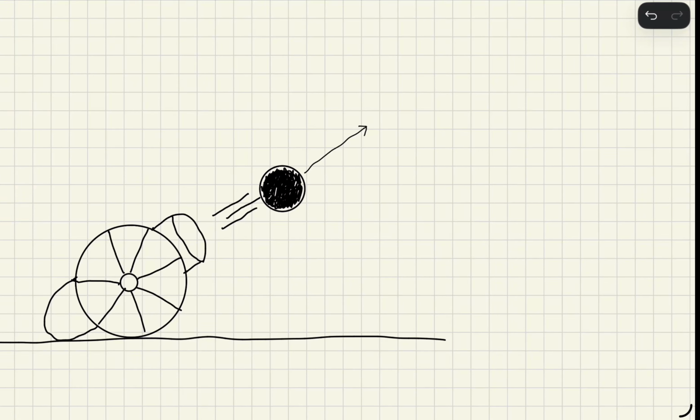This cannonball is both moving forward and falling at the exact same time. That sounds impossible, but once you realize that projectile motion is actually just two separate motions happening simultaneously, these problems become much easier. Today, we'll go over projectile motion and solve some problems step by step.